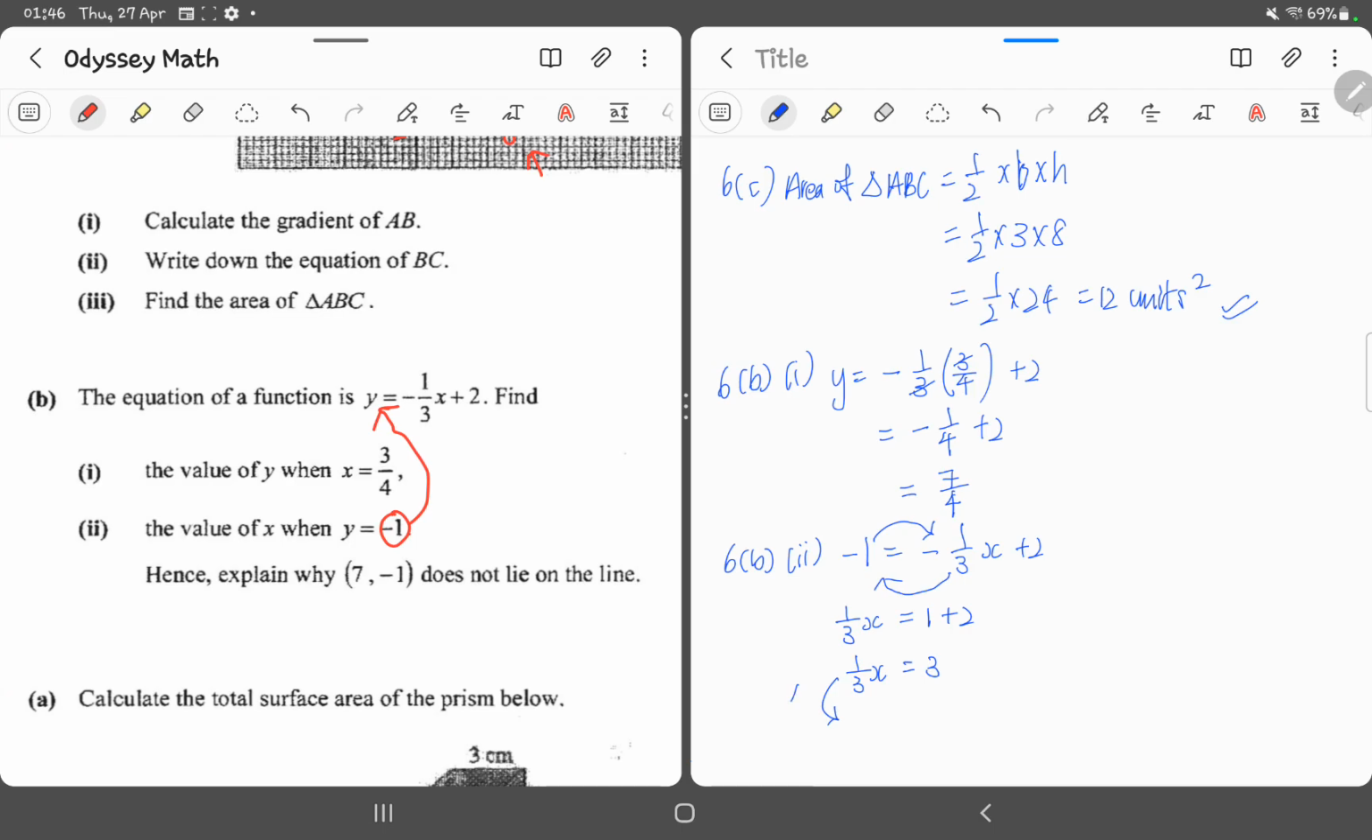So here I'm going to times 3. So over here I also must times 3. So 1 over 3x times 3 is x, and then 3 times 3 is 9. So x is equal to 9.